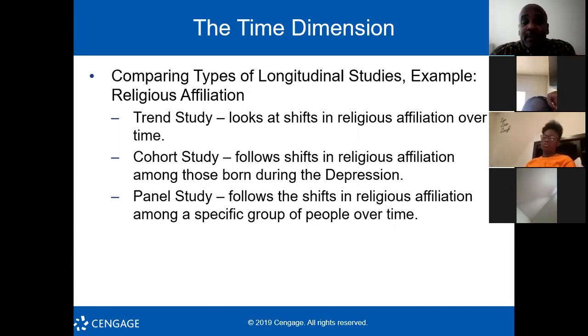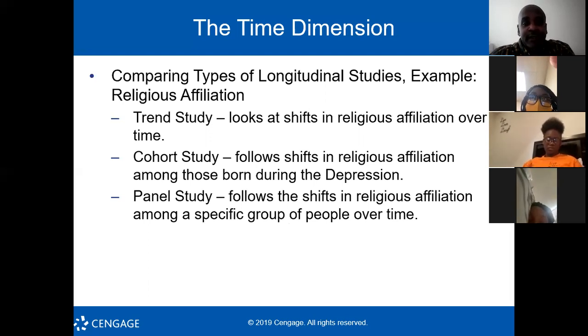And comparing these types of longitudinal studies, and we're going to take a break here in just a moment, we can look at something like religious affiliation. So we see in 2021, for example, that people are less religious today than they were 20 years ago and certainly 50 years ago. We can examine this changing phenomenon in many different ways.